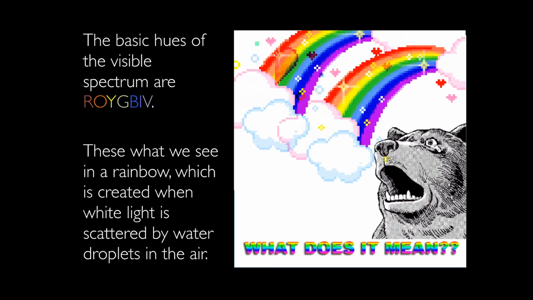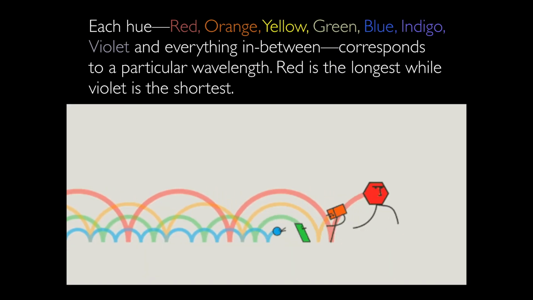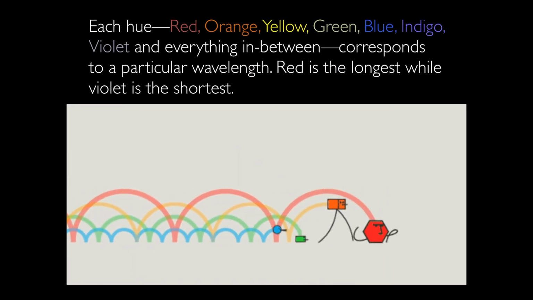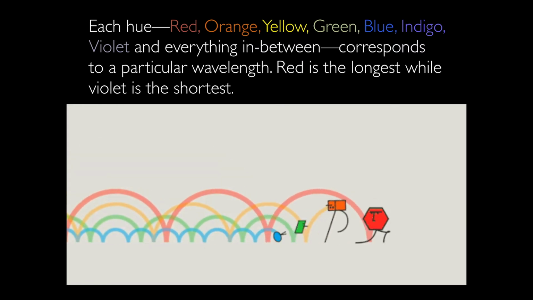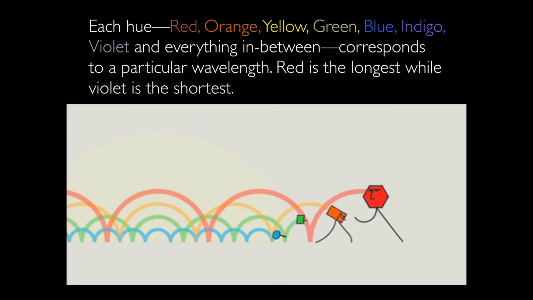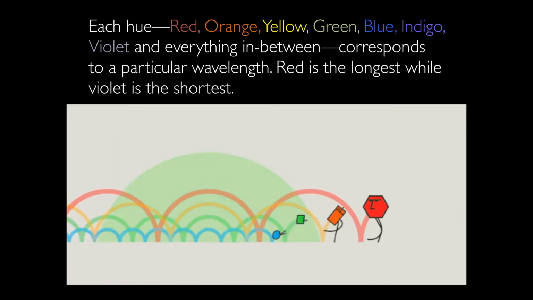The basic hues of the visible spectrum are typically remembered by an acronym known as Roy G. Biv. This means red, orange, yellow, green, blue, indigo, and violet. These are the colors of the rainbow, which incidentally, not that you need to know this for this art class, but a rainbow is created when you have white light that gets scattered apart into the spectrum by water droplets in the air. Every hue on the spectrum, red, orange, yellow, green, blue, indigo, and violet, and everything in between, corresponds to a specific wavelength. Red is the longest wavelength, while violet is the shortest wavelength.